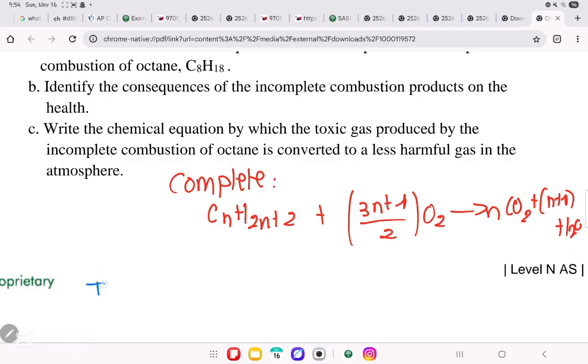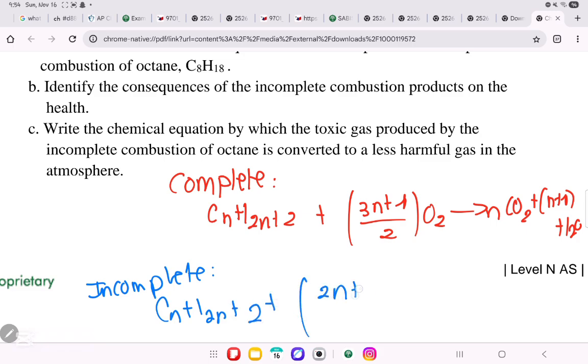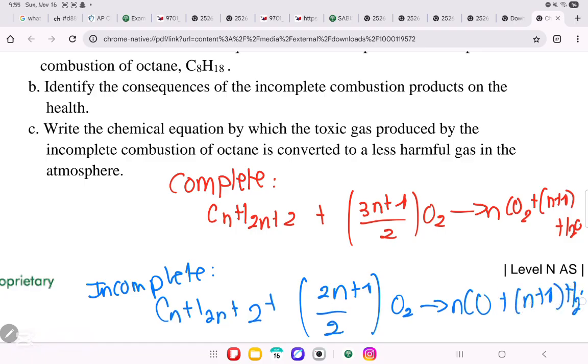For the incomplete combustion, what is it gonna be? It's gonna be CnH2n plus 2 in addition to 2n plus 1 over 2 O2, right? Which will give me what? Which will give me nCO in addition to n plus 1 H2O.